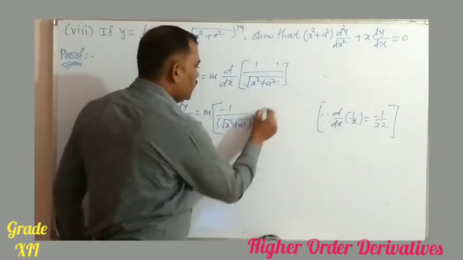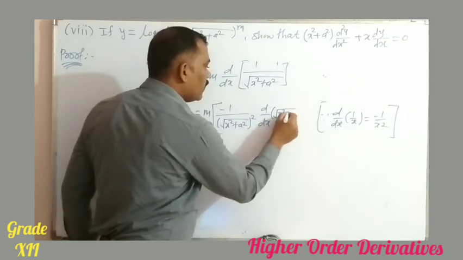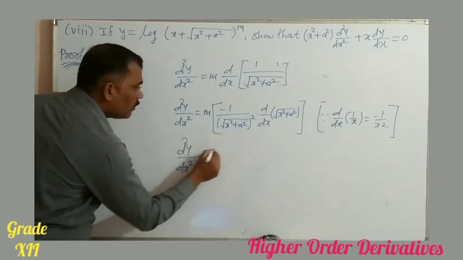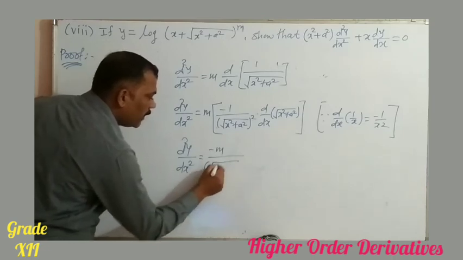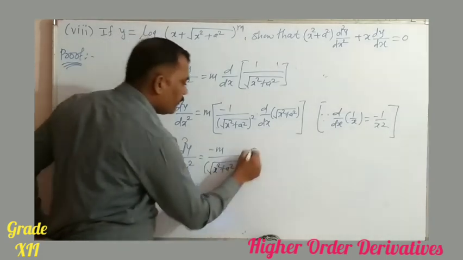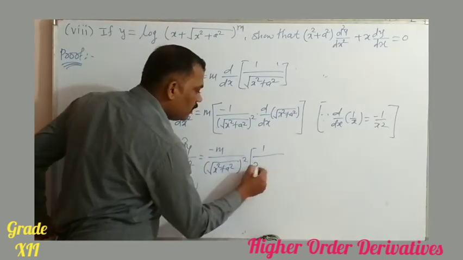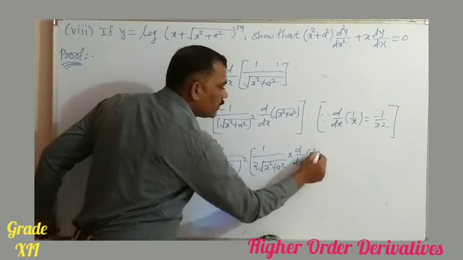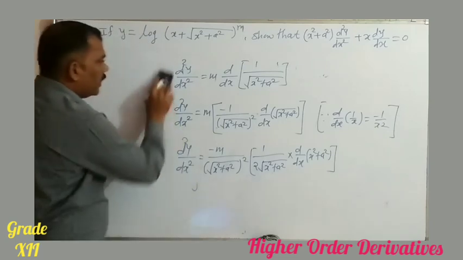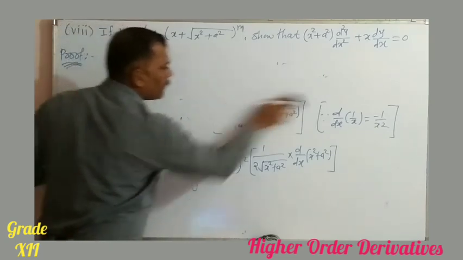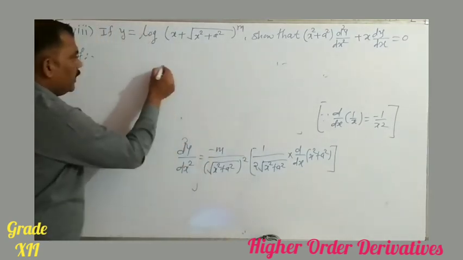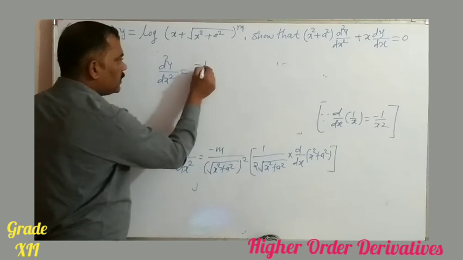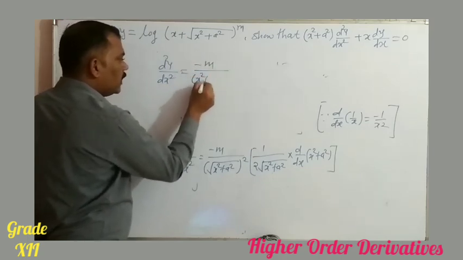into, now we have to take the derivative of this, d dx of root of x square plus a square, so what we have to get, d2y by dx square is equal to minus m divided by root of x square plus a square, bracket square, into, first we have to take the derivative of this root, that is 1 upon 2 times root of x square plus a square into d dx of x square plus a square, so what we have to get, d2y by dx square is equal to, square and square root get cancelled, so minus m divided by x square plus a square.